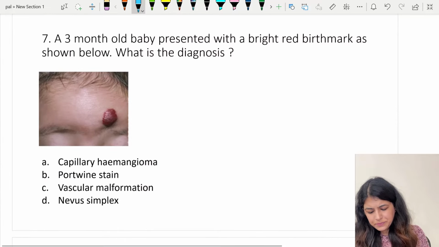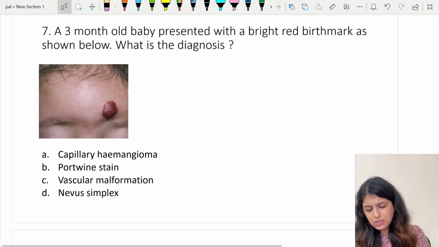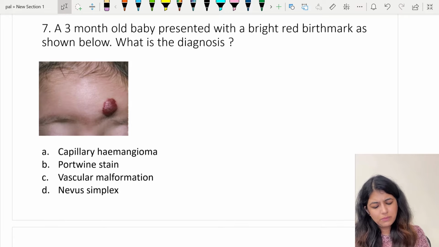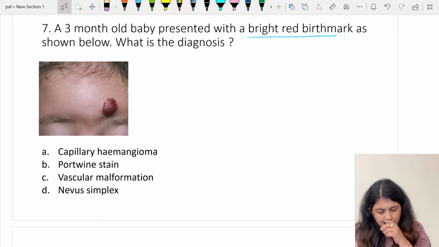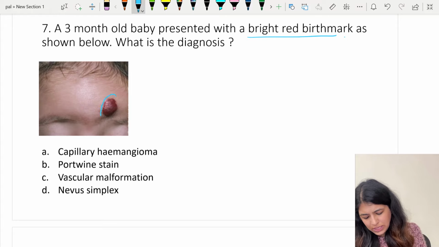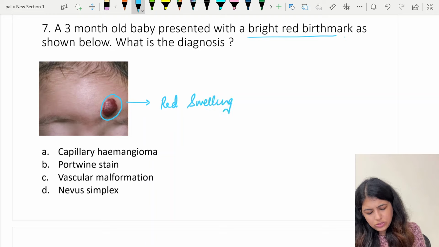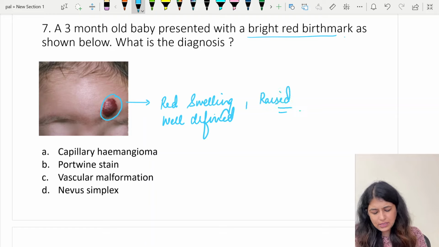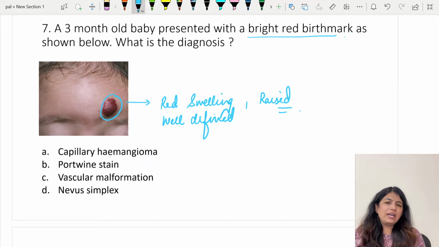Question number 7. So a 3-month-old baby presents with a bright red birthmark as shown below. What is the diagnosis? So there is a baby here. In the image, it shows a red swelling, which is well defined. So there is a well defined red swelling and it is also raised, as we can see in the picture. Now, vascular lesions again are important, not asked as much in the last 2 years, but before that it was quite a common question.